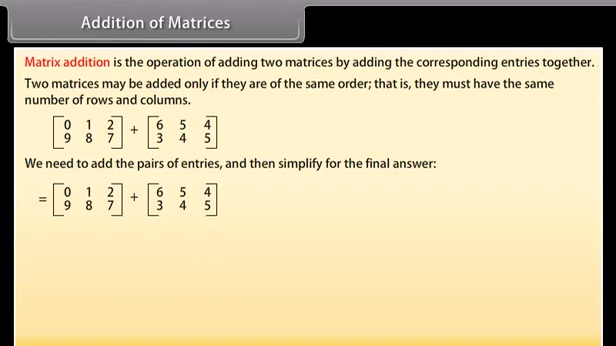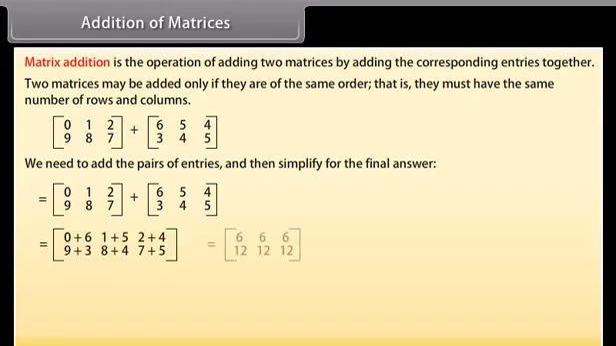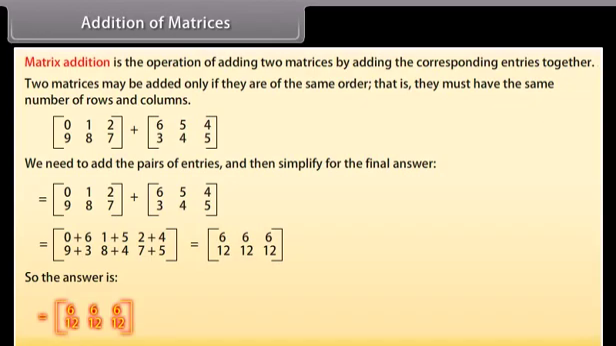Row-wise, first row 0, 1, 2. Second row 9, 8, 7. Plus row-wise, first row 6, 5, 4. Second row 3, 4, 5. Row-wise, first row 0 plus 6, 1 plus 5, 2 plus 4. Second row 9 plus 3, 8 plus 4, 7 plus 5, is equal to row-wise, first row 6, 6, 6, second row 12, 12, 12. So the answer is row-wise, first row 6, 6, 6, second row 12, 12, 12.